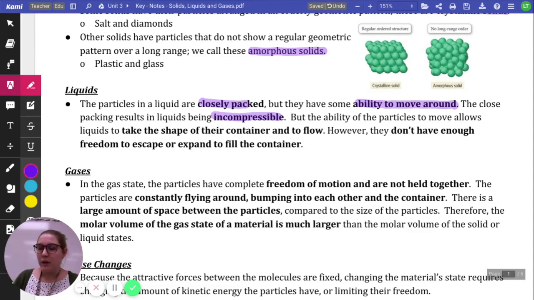So you still can't squeeze them and get them closer together. But because their particles are able to move around a little bit, liquids take the shape of their container and they have the ability to flow. If you think about it, you can pour a liquid out and that liquid will flow and the particles will move whenever you are pouring it out. However, they don't have enough freedom for the liquid particles to actually escape or expand to fill the container. So they still do have pretty strong forces holding those liquid molecules together.